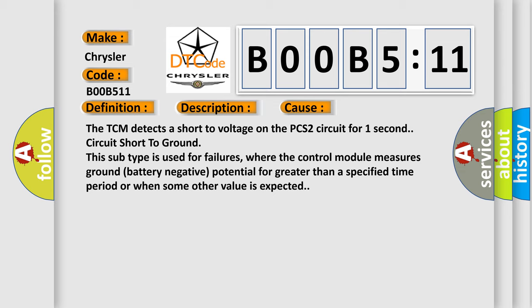The TCM detects a short to voltage on the PCS2 circuit for 1 second, circuit short to ground. This subtype is used for failures where the control module measures ground battery negative potential for greater than a specified time period or when some other value is expected.